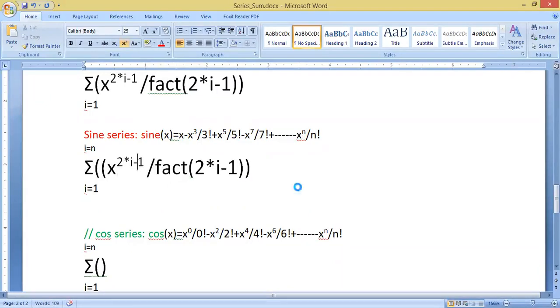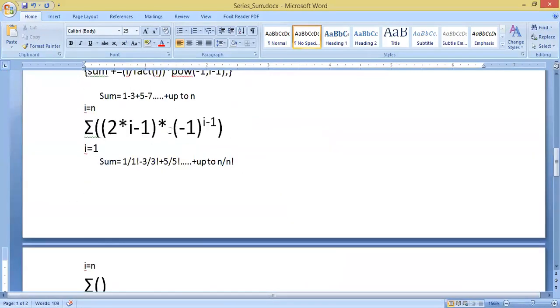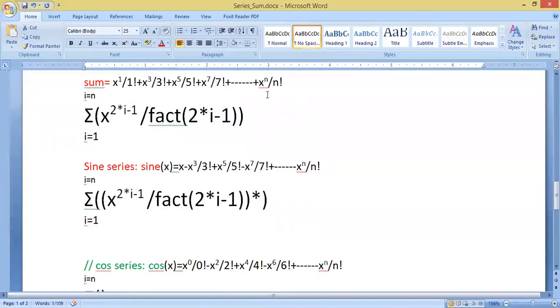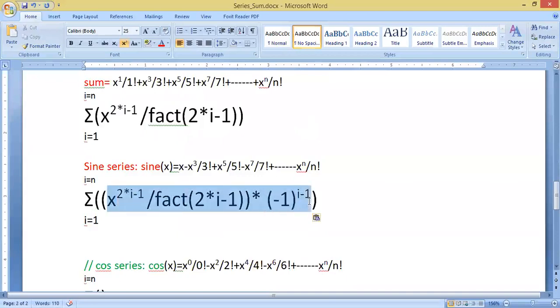So this thing we have already done, make it in this way, and here we have to write that thing minus 1 to the power I minus 1. Within this. Is that okay? This is for sine series. This is for sine series. Now tell me for loop for this one. No difficulty. We have POW function twice used over here, right?